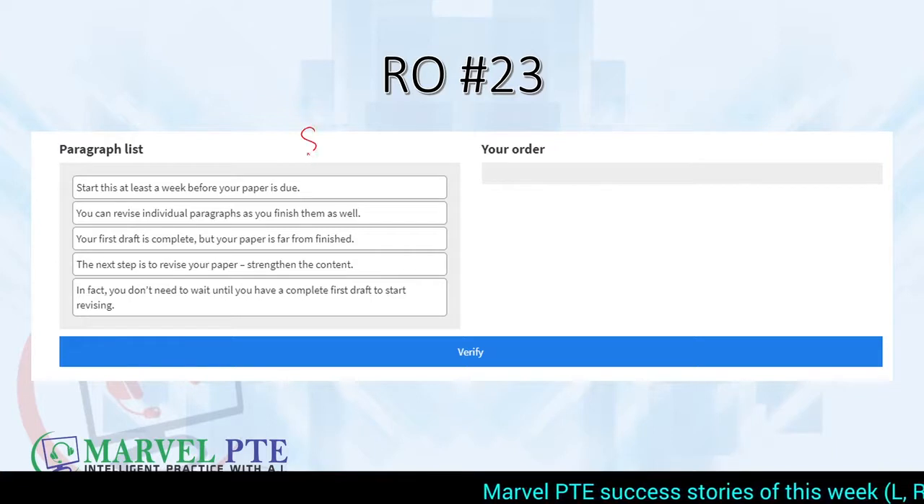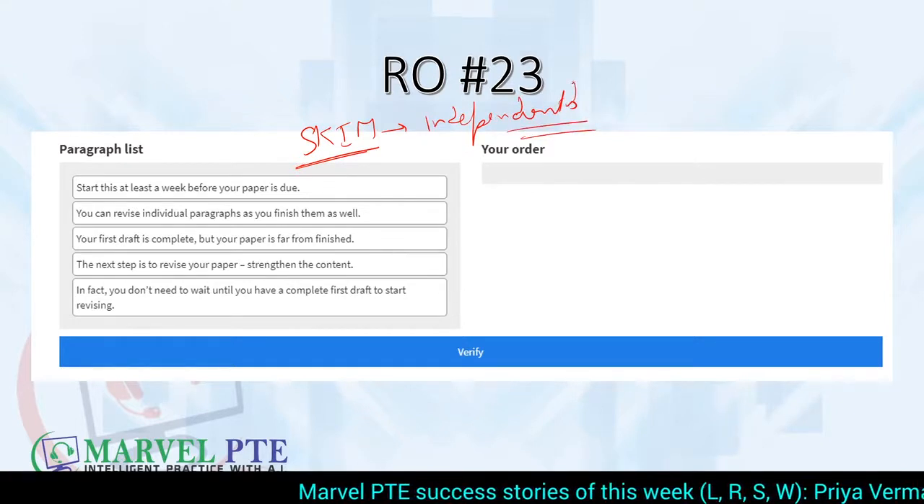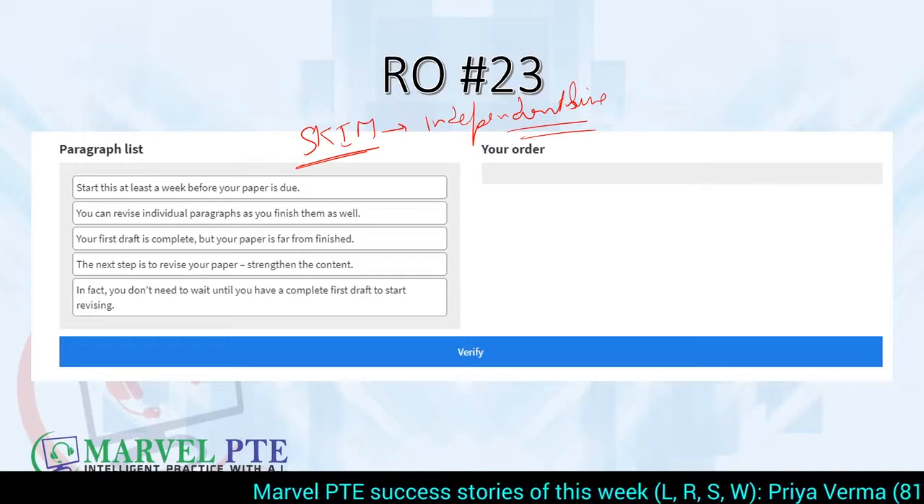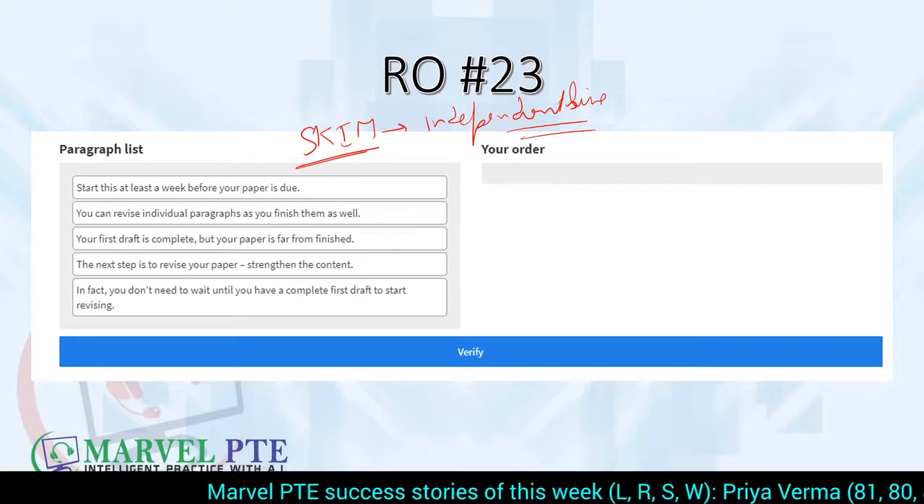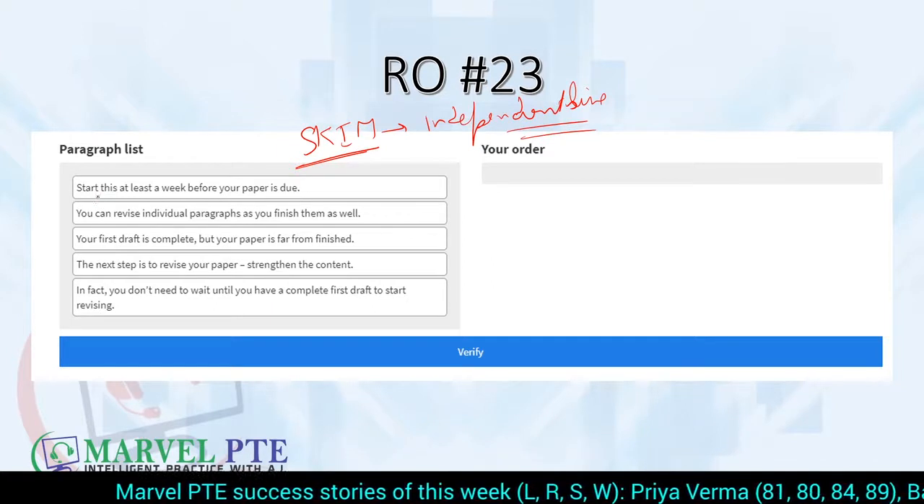Okay, so you know that the first thing we do is skimming. With skimming, we try to find the independent line. We use our logic and tricks to find independent lines. All those tips and strategies we discuss in detail with our students who take online coaching or institute-based coaching from us. So let's get started.